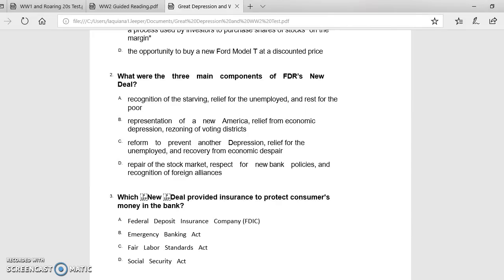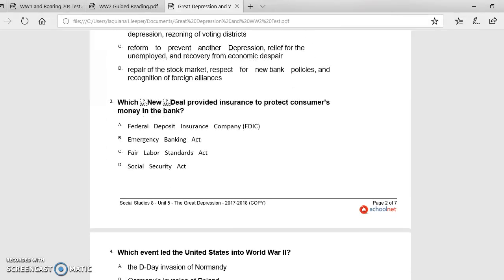D, repair of the stock market, respect for new bank policies, and recognition of foreign alliances. Number 3, which New Deal provided insurance to protect consumers' money in the bank? A, Federal Deposit Insurance Company, which is the FDIC. B, Emergency Banking Act. C, Fair Labor Standards Act. D, Social Security Act.